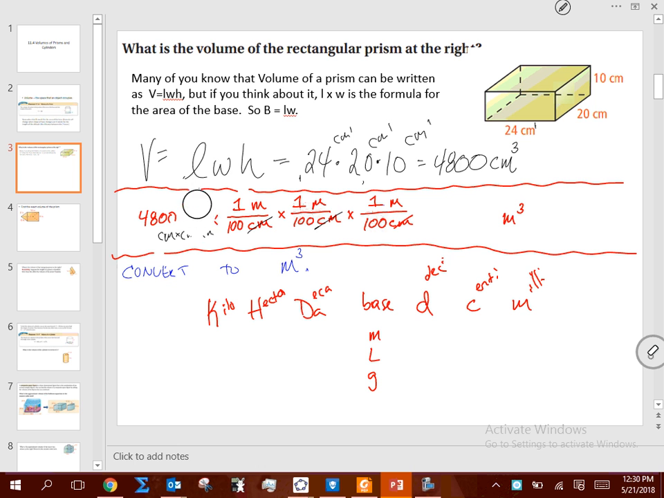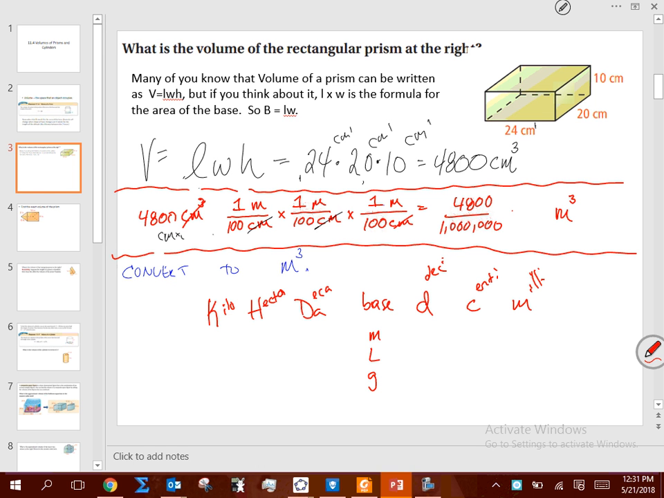So whatever this was, centimeters cubed, I need that many centimeters in the denominator. Okay? When I multiply that out, my numerator is going to give me meters times meters times meters, which gives me the units I was looking for, right? Up top, I'll have 4,800 times 1 times 1 times 1, which is 4,800. And now on the bottom, I'll have 100 times 100 times 100, which is a million, right? 6 zeros, correct?